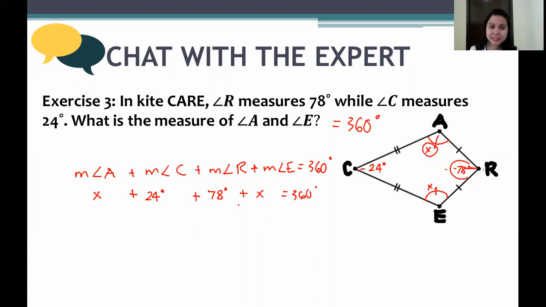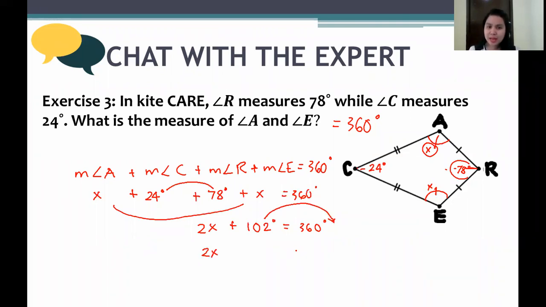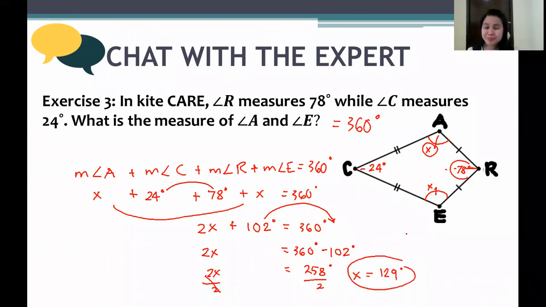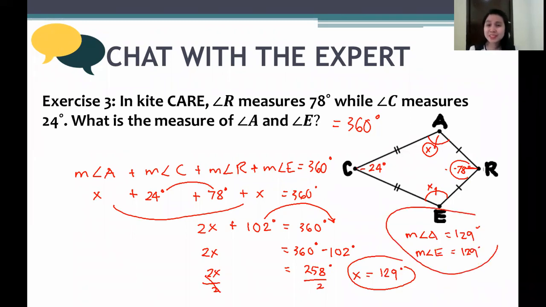Let's add them. X plus X, 2X. 24 plus 78, that's 102. Equals 360 degrees. We let it move to the other side. So we have 360 degrees minus 102 degrees. So 2X is equal to 258 degrees. Divide it all by 2. So our X is equal to 129 degrees. So the measure of angle A is X, that's 129 degrees. And the measure of angle E is X, that's another 129 degrees. Any questions?